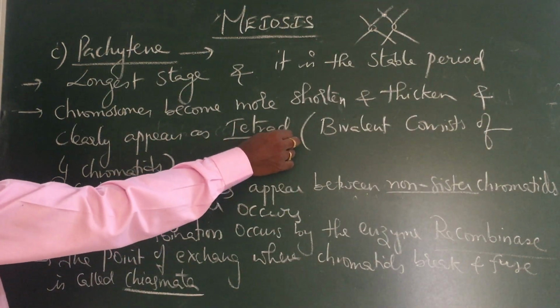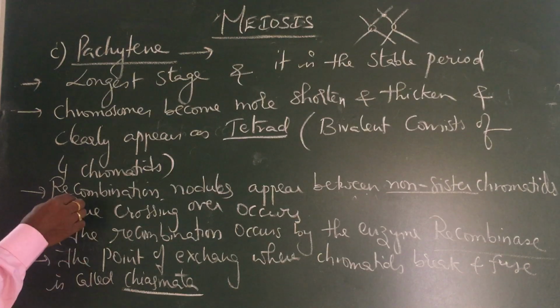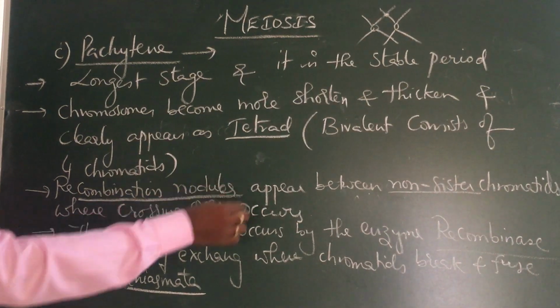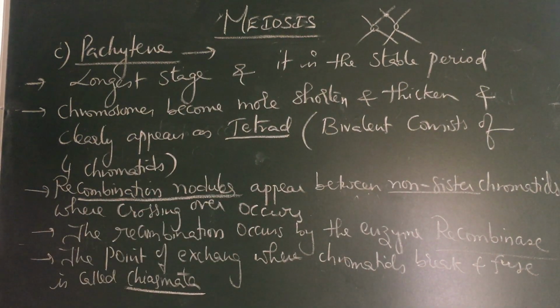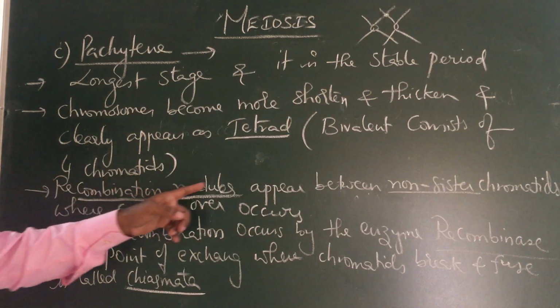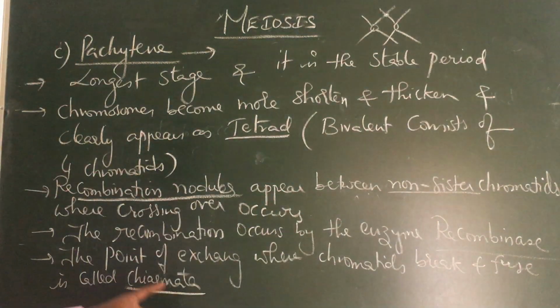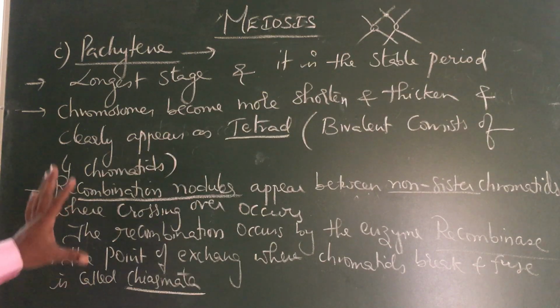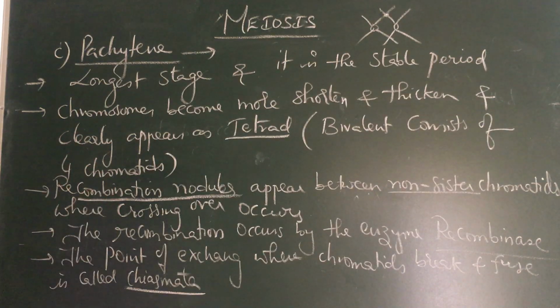Tetrads. Okay. So remember, recombination nodules, that is recombinase, followed by tetrads and chiasmata. These are the important events which take place in pachytene.